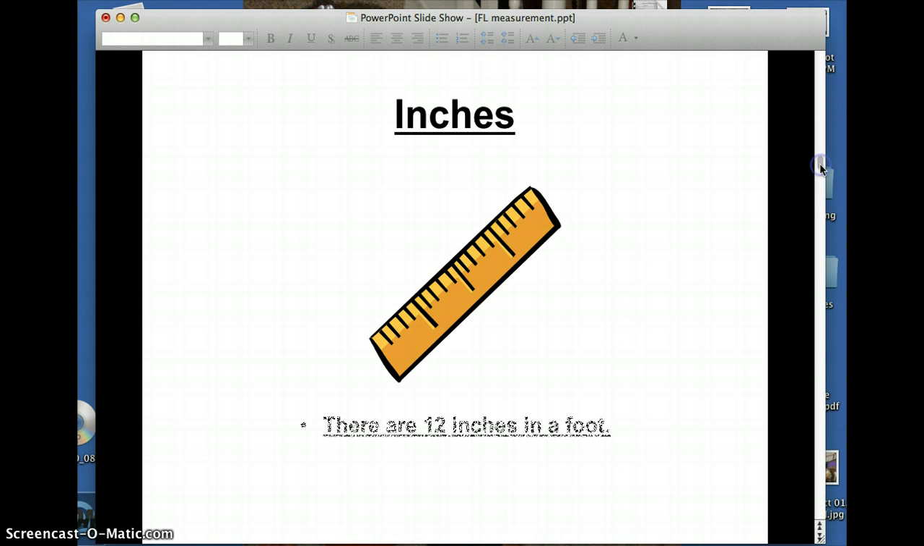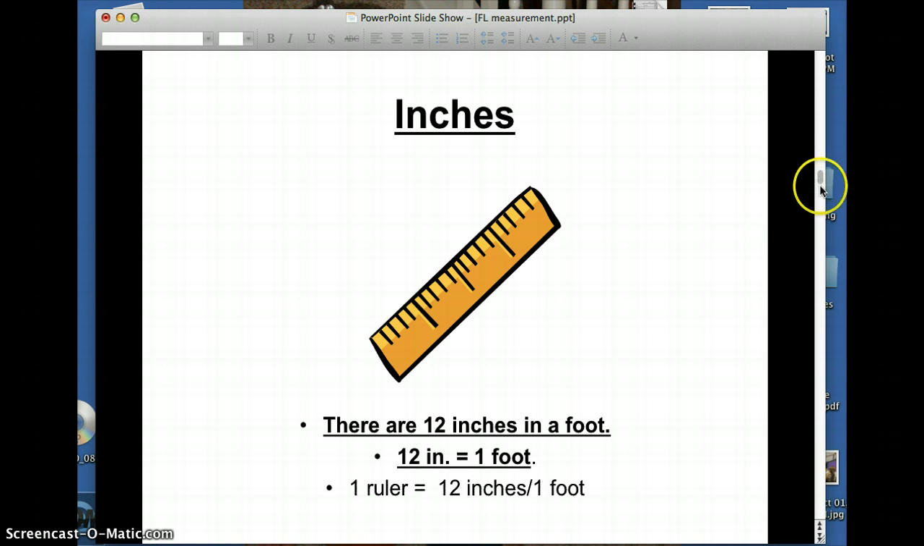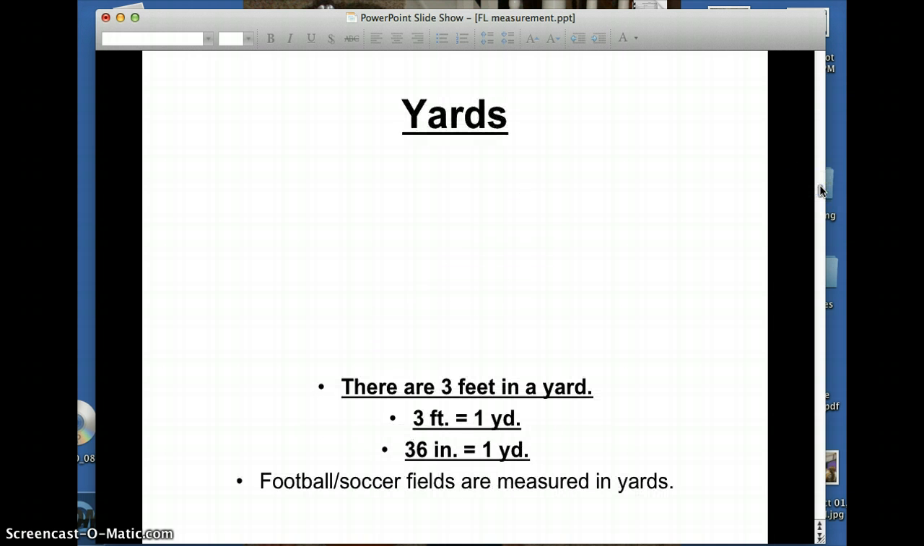So let's look at some inches. There's 12 inches in 1 foot. So 12 inches equals 1 foot. So 1 ruler is 12 inches. Yards. There are 3 feet in a yard, so 3 feet equals 1 yard, and 36 inches equals 1 yard. So a football field, a soccer field, is measured in yards.